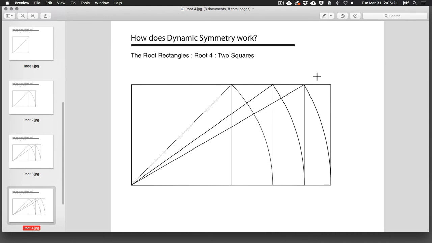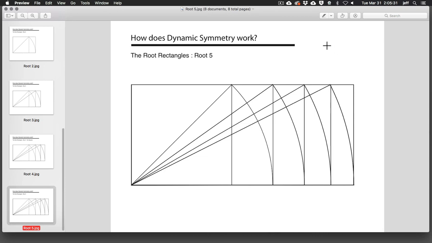You repeat the process with the root 3 rectangle, drawing a diagonal of that and rotating it to the horizontal to create the root 4, which is actually 2 squares, which is kind of a neat thing to think about. Okay, and then the root 5 rectangle. After that, the root rectangles start to get a little kind of contrived. You can pretty much do anything you want with one of the 5 rectangles. And that's going to be the basis for the dynamic grid. Okay?